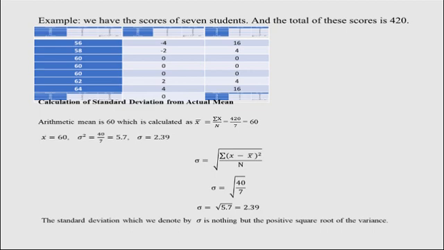By putting the values in the formula, sigma equals under root summation (x minus x bar) raised to power 2 divided by n, we get the value of standard deviation, that is 2.39.